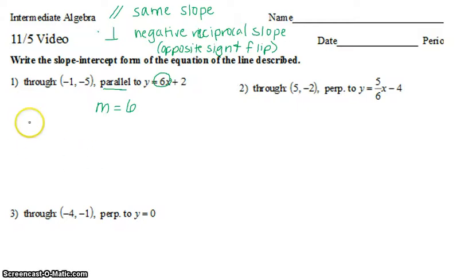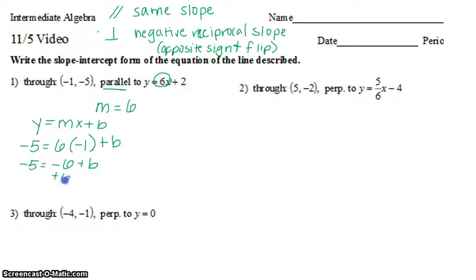So with y equals mx plus b, I want to plug in my y value, which is negative 5. My m, or my slope, is 6. I'm going to plug in my x value, which is negative 1, and then plus b. And then I'm solving that for b. So there's nothing I can do on this left side. I'm just going to leave that as a negative 5. 6 times negative 1 is negative 6. And then keep my plus b. Again, I'm trying to solve for b, so I'm going to add 6 to both sides. Negative 5 plus 6 is 1 equals b.